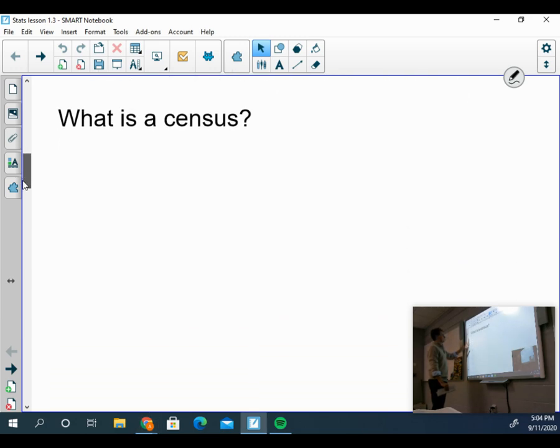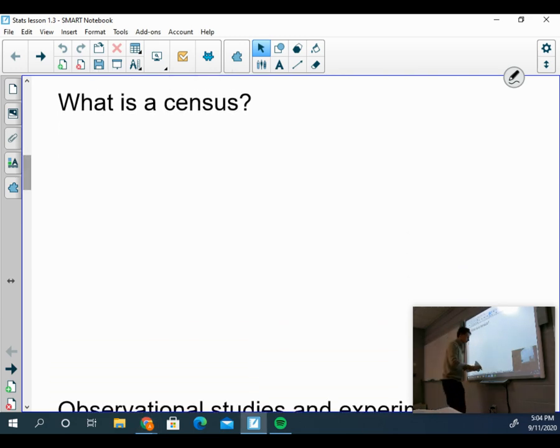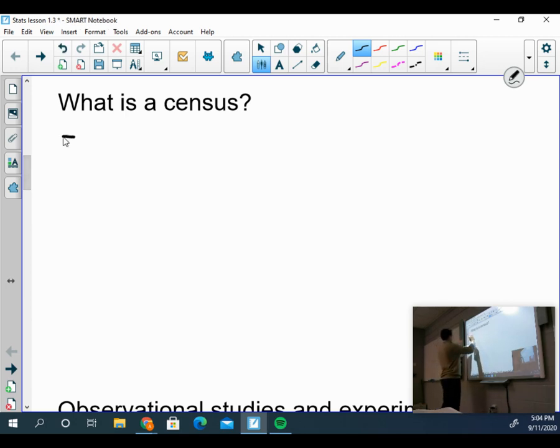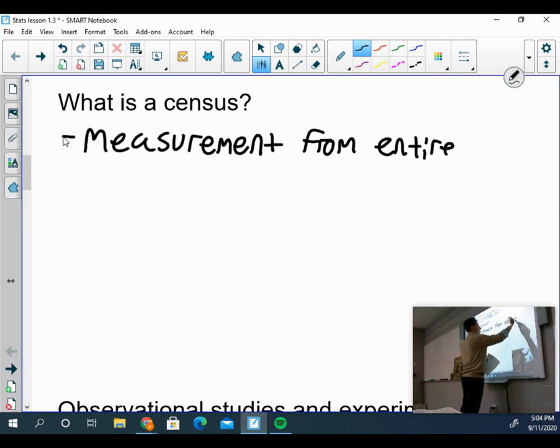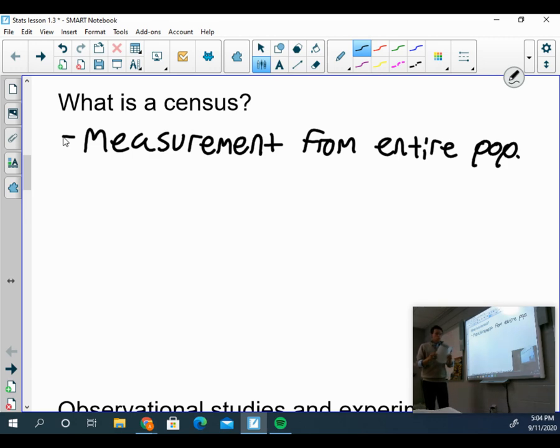So the first new term of today that we're going to talk about is a census. And the question becomes, what is a census? Well, your definition for a census would be a measurement from the entire population. A measurement from the entire population.